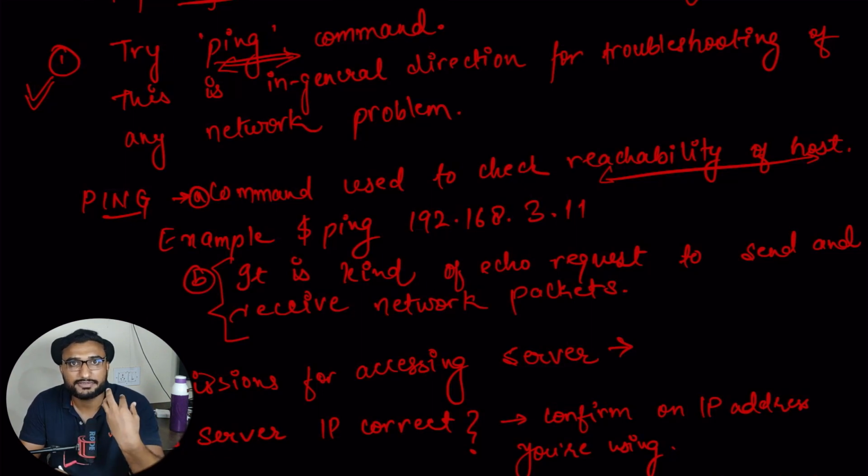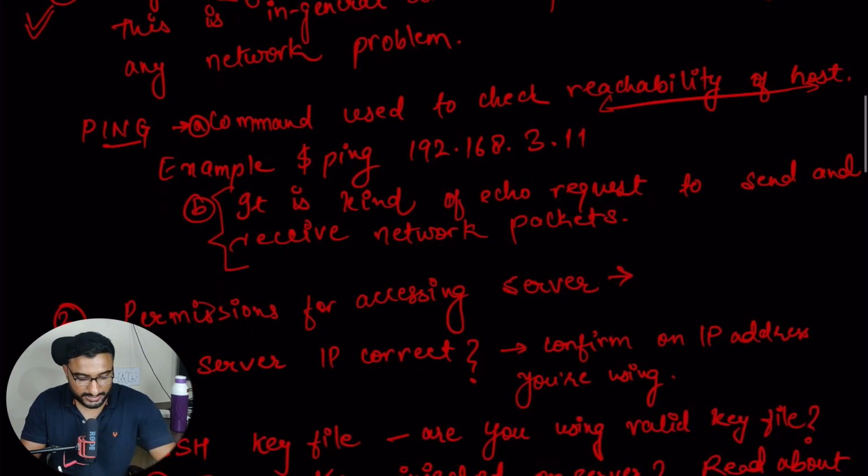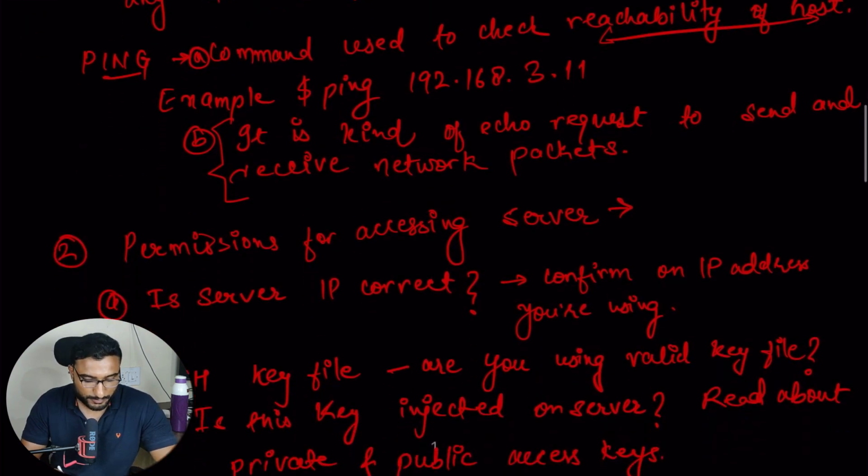will receive some network packets from the remote host. So you are sending some packets and receiving the packets back. That means you are able to establish that connection. So this is the first thing you have to do to troubleshoot the SSH issue.